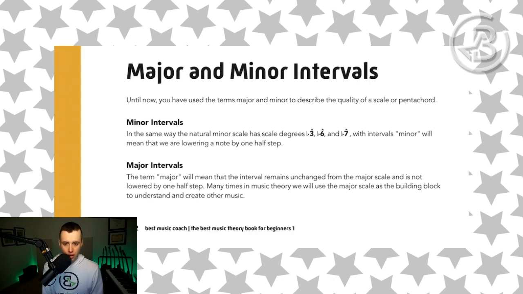So let's review. Minor intervals, in the same way that a natural minor scale has scale degrees flat 6, flat 3, and flat 7, mean that we are lowering a note by 1/2 step from where it would be in the major scale. And the term major means that the interval or the notes remain unchanged, or rather the same, from the major scale, and they are not lowered by 1/2 step. Remember, we always like comparing everything to the major scale in music theory. I will see you in the next lesson.